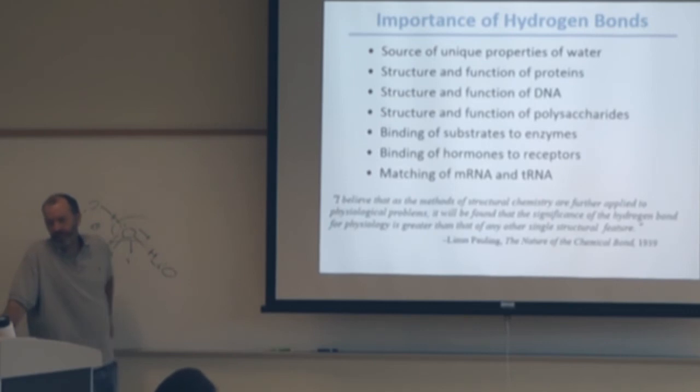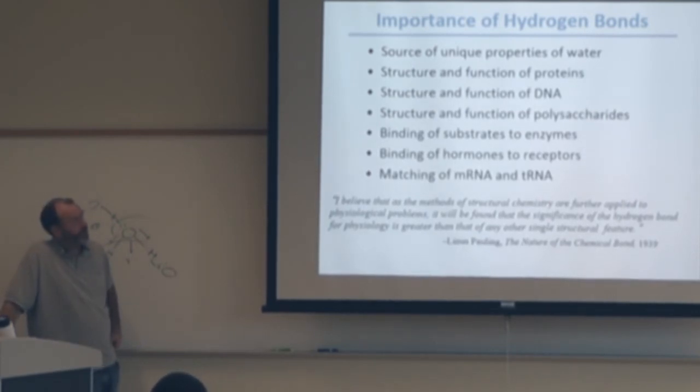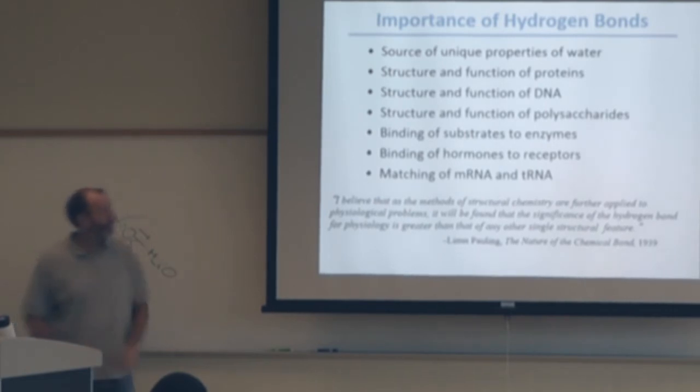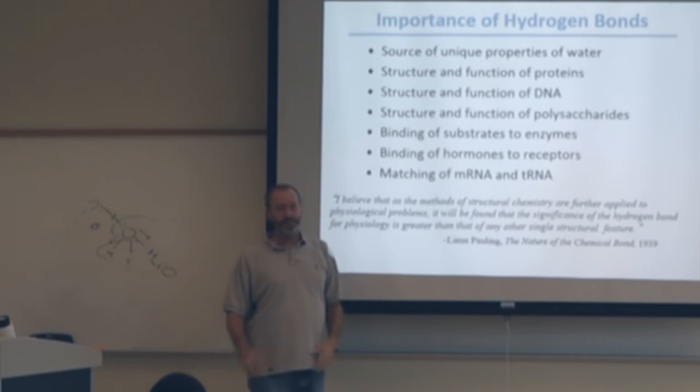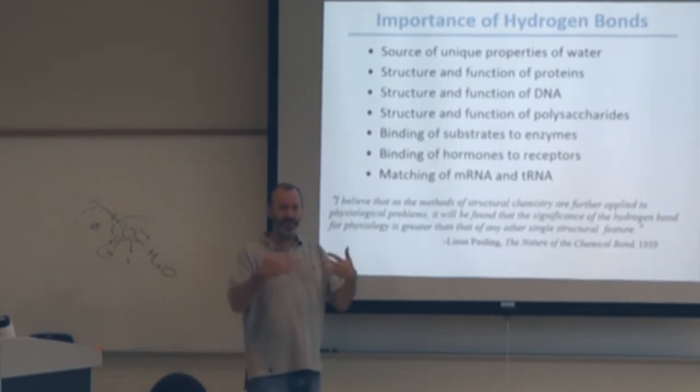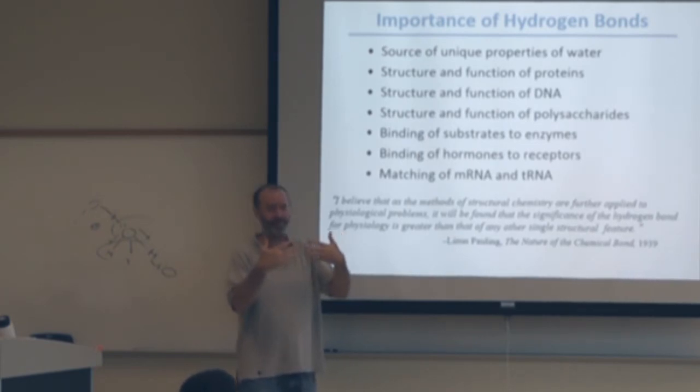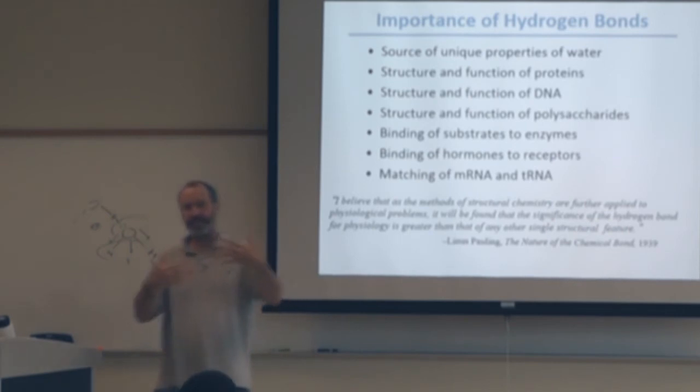So the importance of hydrogen bonds: they're the source of the unique properties of water. They're also important for the structure and function of proteins. You learned about the DNA bases before, A, T, C, and G. Why do they always pair? Do you know? No idea? It's because of hydrogen bonding between an A and a T and a C and a G.